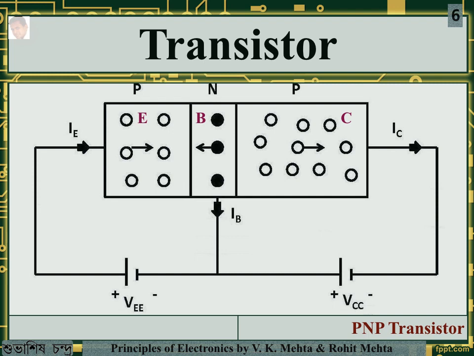So again we can put forward the equation that we gave in case of the NPN transistor, that emitter current IE is equal to the sum of the base current IB and the collector current IC.